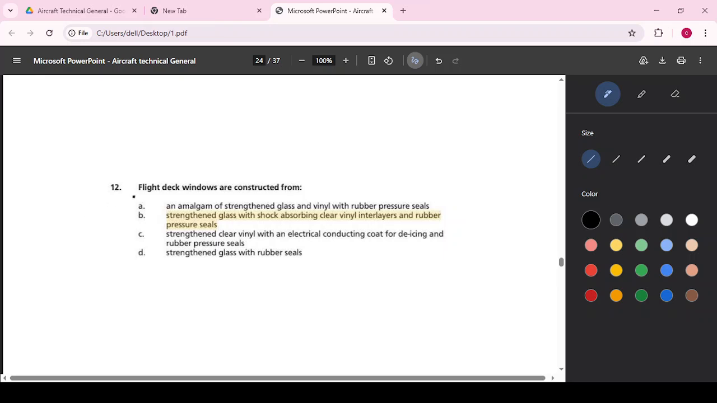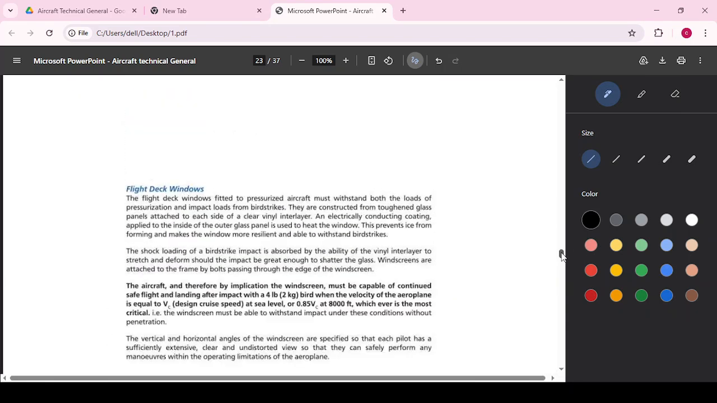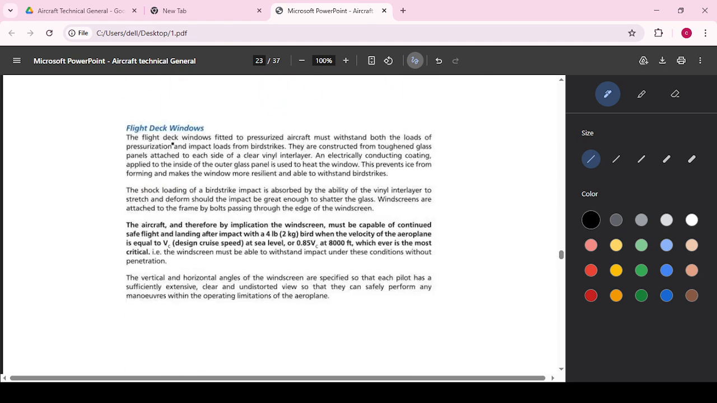Next, flight deck windows are constructed from. First we have to see what are flight deck windows. The flight deck windows fitted to pressurized aircraft must withstand both the loads of pressurization and impact loads from bird strike. They are constructed from toughened glass and panels attached to each side of a vinyl interlayer. Flight deck windows are the windows that are in the front. We can see both Airbus and Boeing.